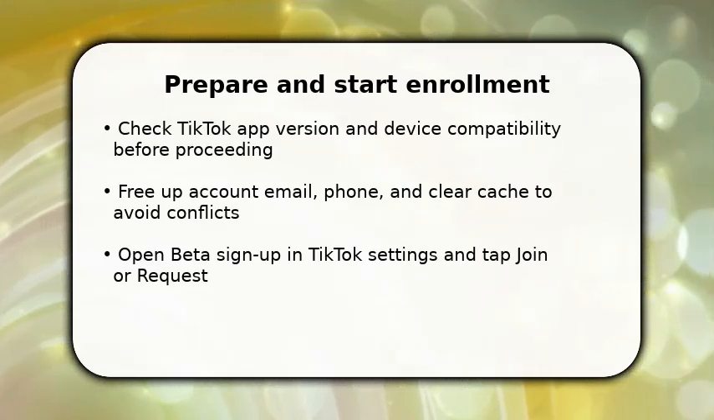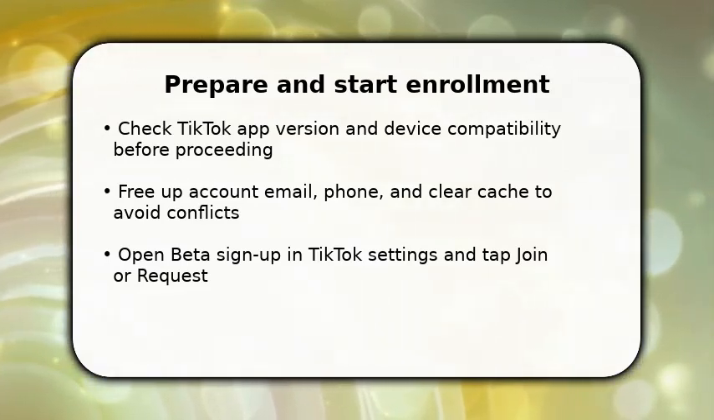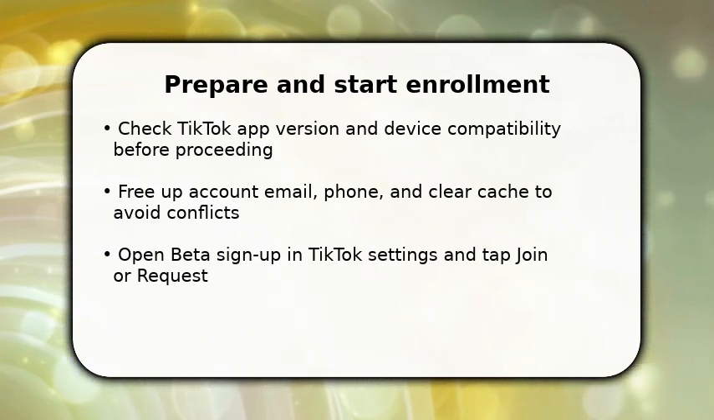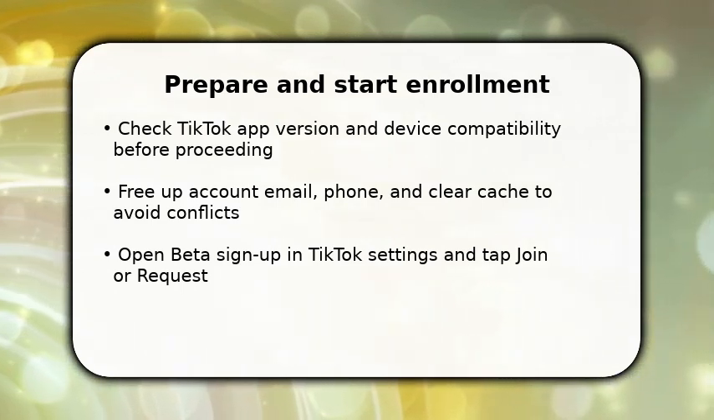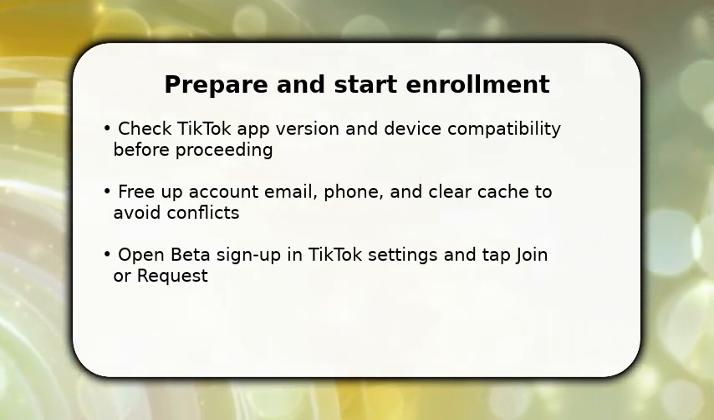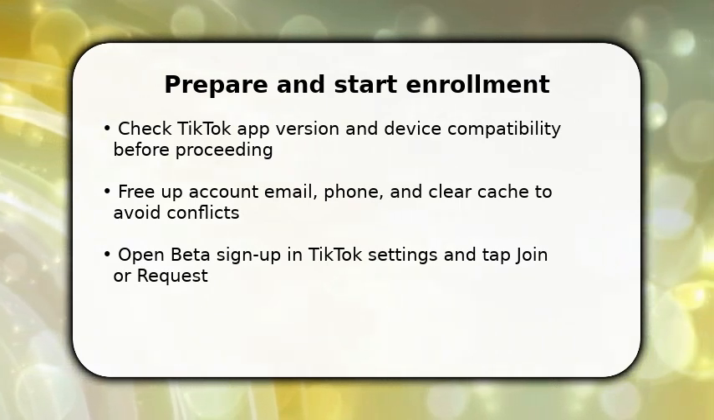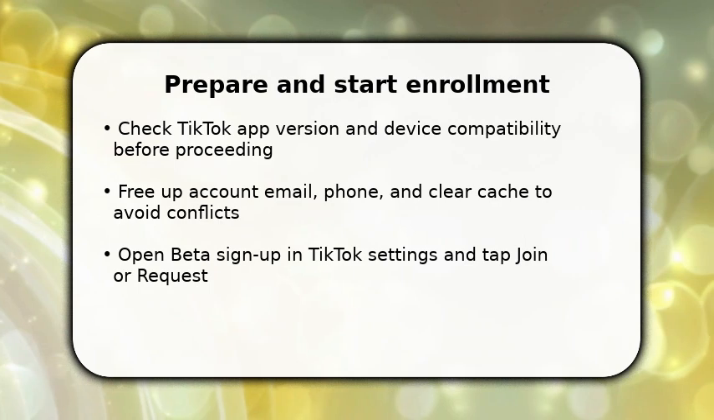You begin by confirming the app version and device meet beta requirements. This prevents immediate rejections. Once done, clear the app cache and ensure your account uses a verified email or phone because unverified accounts are often blocked. Then open TikTok settings, navigate to the beta or experimental features section, and tap Join or Request.